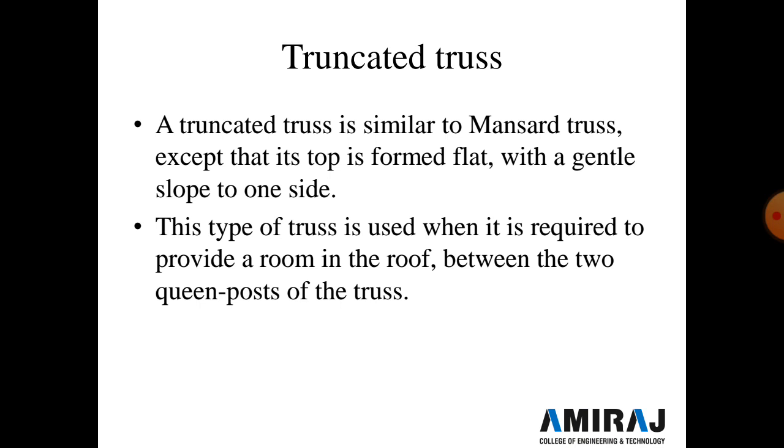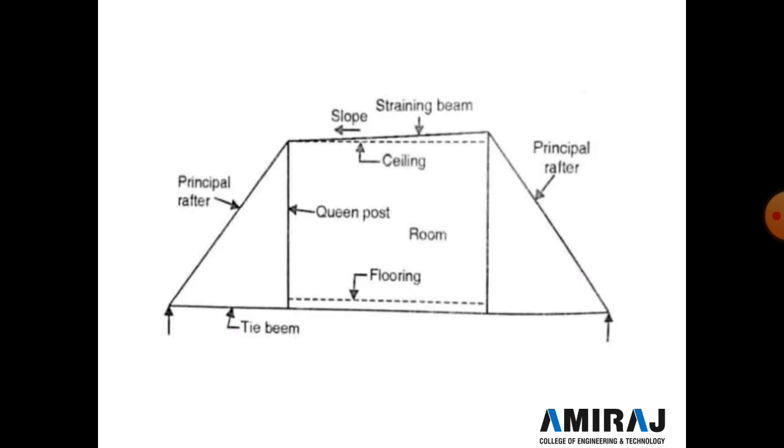Now the next type of truss is the truncated truss. A truncated truss is similar to the mansard truss, except that its top is formed flat with a gentle slope to one side. This type of truss is used when it is required to provide a room in the roof between the two queen posts of the truss. Here queen posts are provided, and a slope is also provided in the standing beam. One side is higher than the other side, so similarly the slope is provided.